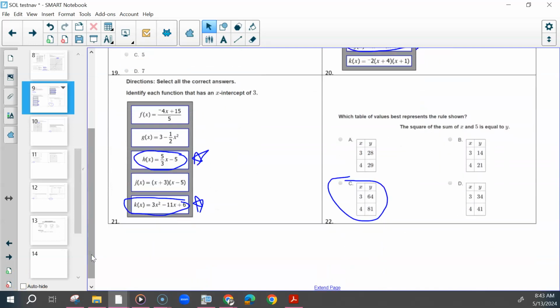Already seen 22, but I'm just getting back up here. After we go through all the answers, any questions we want to see done by hand or in Desmos, we'll do those. So 22 was C.